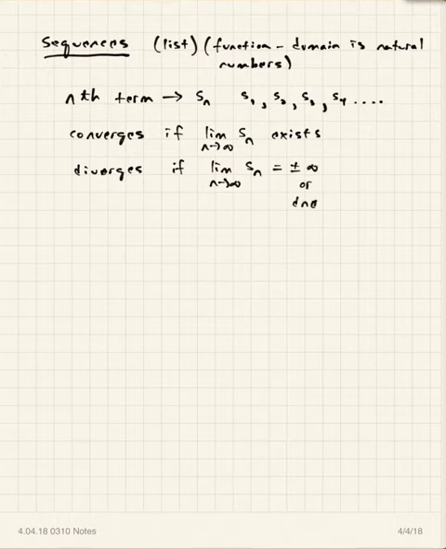Now, plus or minus infinity really kind of implies does not exist also, but there are other ways that a limit might not exist besides just having positive or negative infinity.